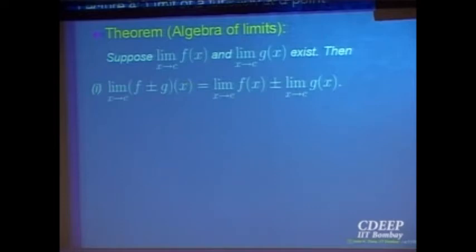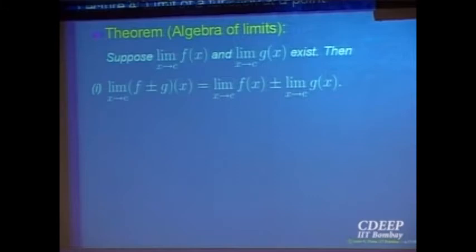What will be the value of f plus g at Cn? It will be f of Cn plus g of Cn. But I know f of Cn is convergent to some limit, say L, right? G of Cn is converging to some limit M. So by the theorem on sequences, if two sequences are convergent, then the sum of the sequences is also convergent and the limit is equal to the sum of the limits.